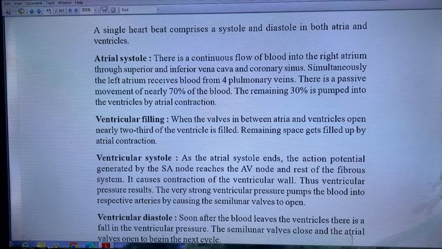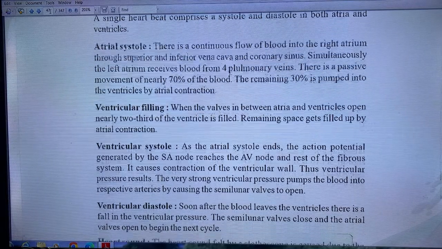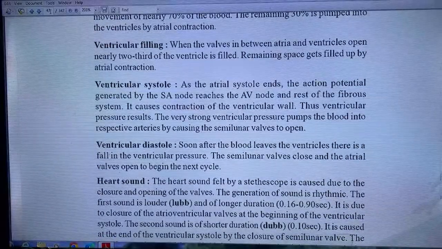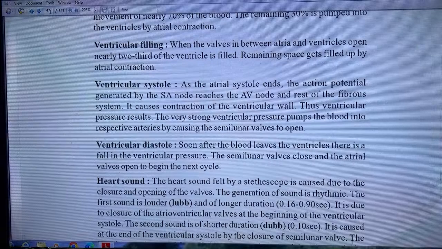Atrial systole: there is a continuous flow of blood into the right atrium through the superior and inferior vena cava and coronary sinus. Simultaneously, the left atrium receives blood from four pulmonary veins. There is a passive movement of nearly 70% of the blood. The remaining 30% is pumped into the ventricles by atrial contraction. Ventricular filling: when the valves between atria and ventricles open, nearly two-thirds of the ventricle is filled. The remaining space gets filled by atrial contraction.